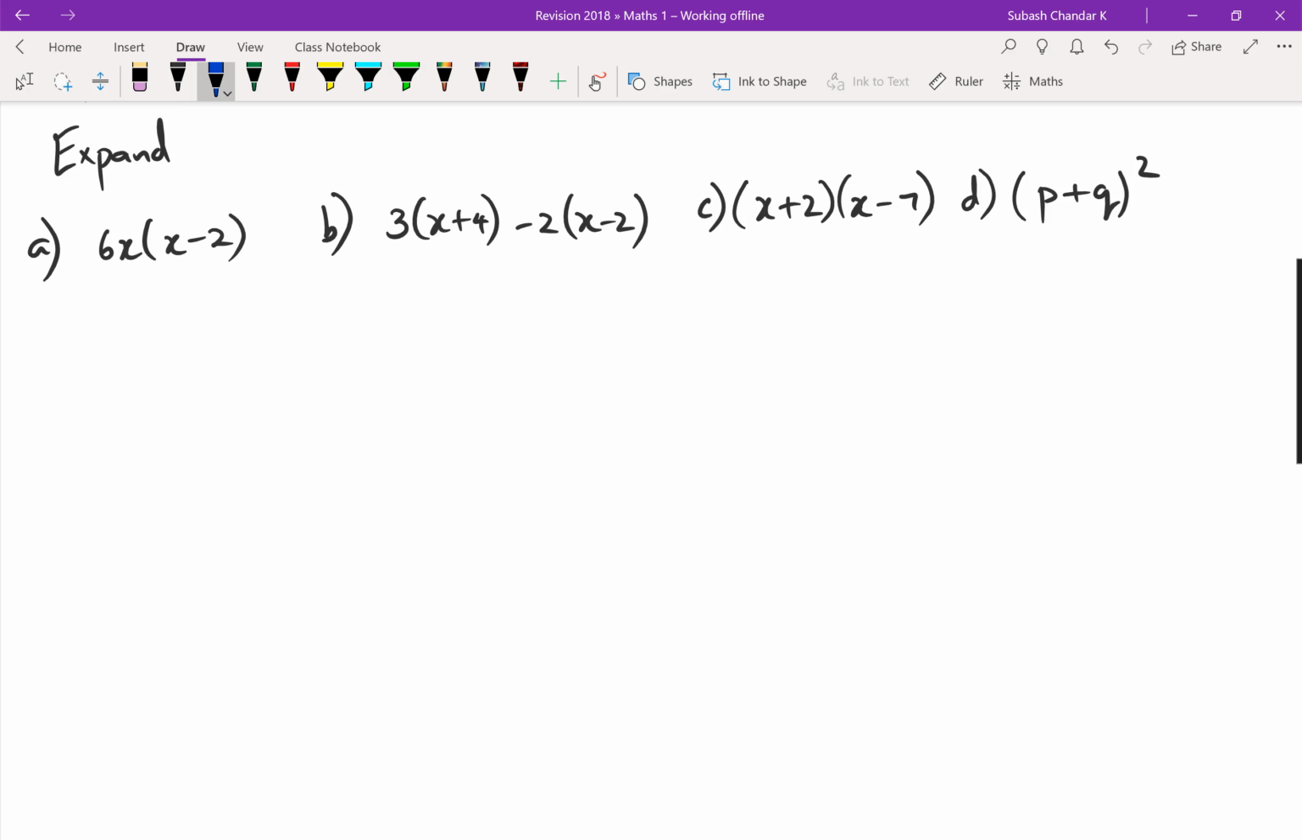Whenever we talk about expanding, we're talking about removing the brackets. So the first step is I've got to go 6x times x, which is going to be 6x squared, and then 6x times minus 2, which is negative 12x. All right, that's the first one.